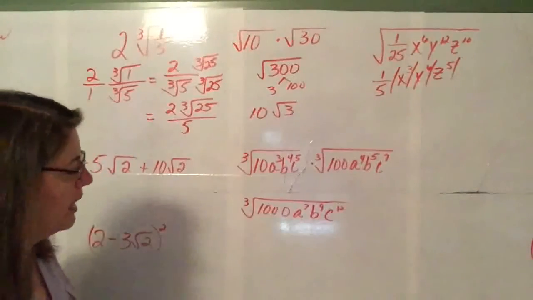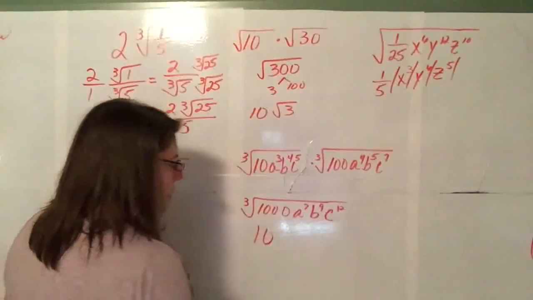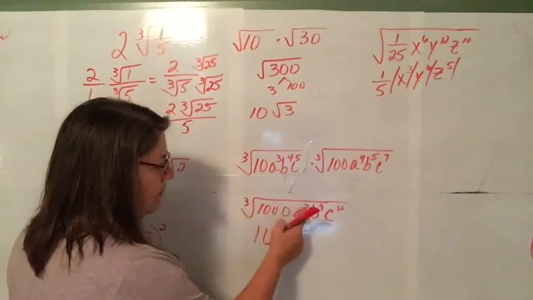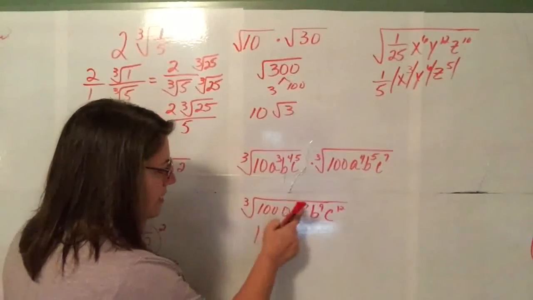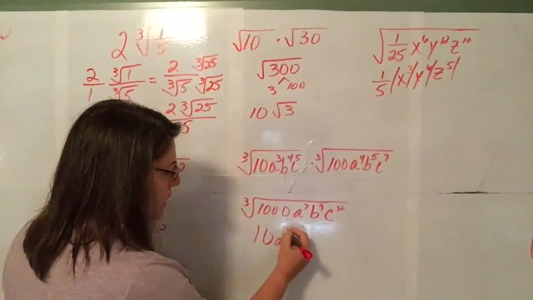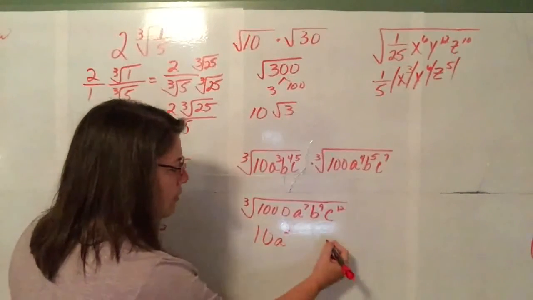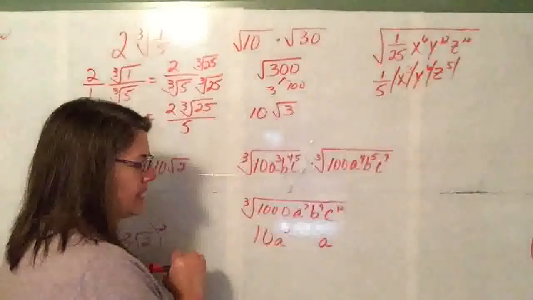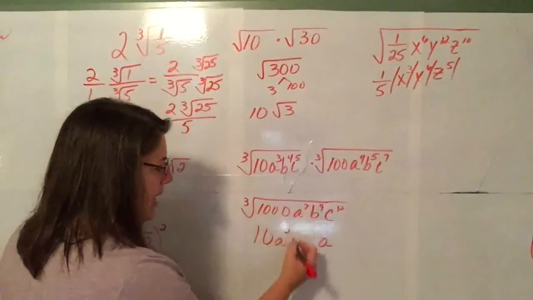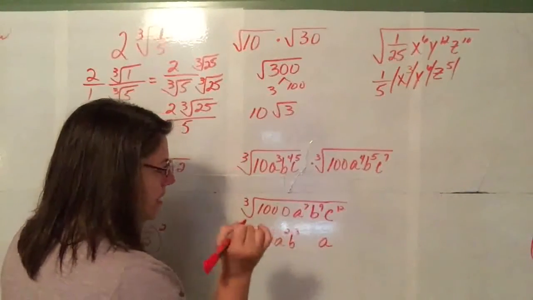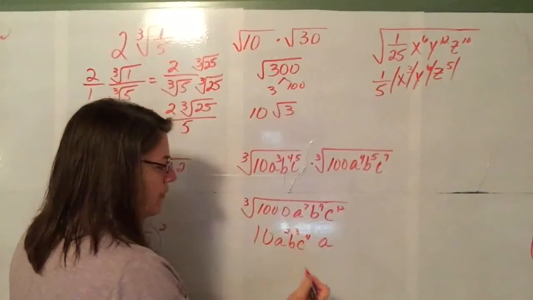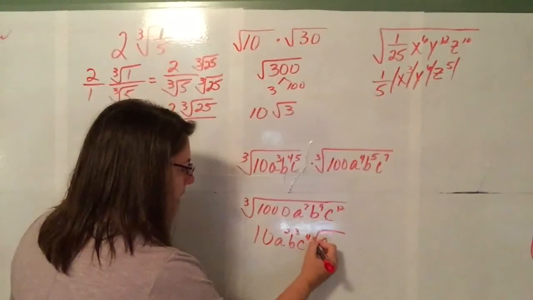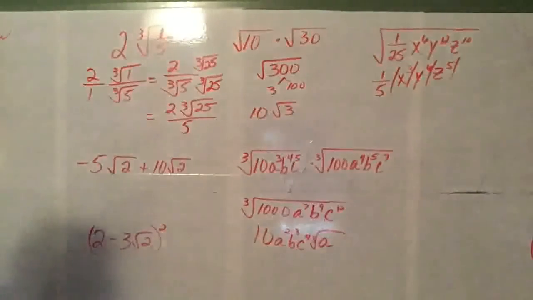The cube root of 1,000 is 10. And then I take the root number and divide into each of these numbers. So I can bring out a 10. 3 goes into 7 twice, so I can bring out 2 A's, but my remainder is going to be 1, so I have 1 A left inside. 3 goes into 9 3 times, so I can bring out 3 B's. 3 goes into 12 4 times, so I can bring out 4 C's. And I have a cube root of A left over.